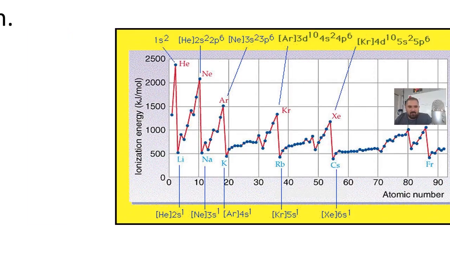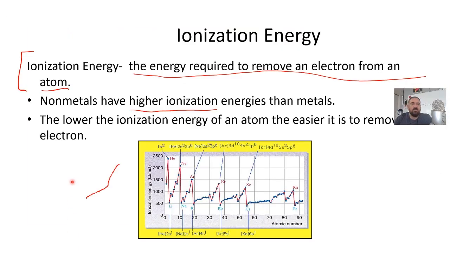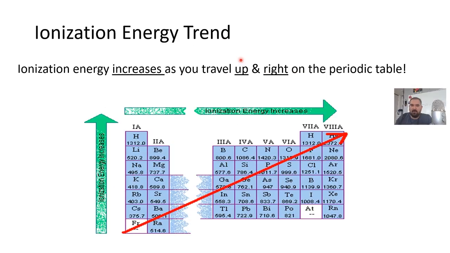So going back to over here. All right, so the lower the ionization energy of an atom, the easier it is to remove an electron. So high ionization energy is hard to remove that electron. Low ionization energy, it's easy to take that electron. So here's the way that trend moves. So francium is the lowest ionization, which means very little energy is required to take that electron. Highest ionization energy is going to be helium, which is a noble gas.